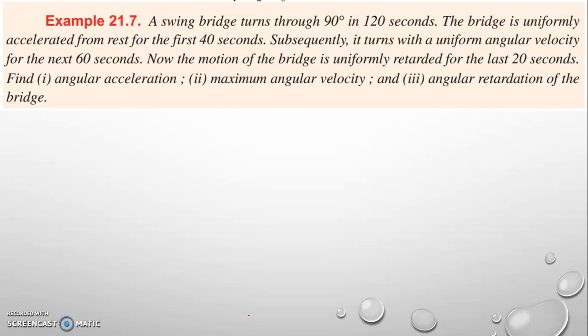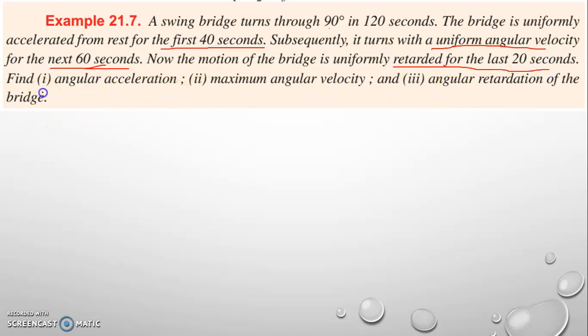The bridge is uniformly accelerated from rest for the first 40 seconds. Initially it is accelerated and subsequently it turns with a uniform velocity for the next 60 seconds. So out of 120 seconds, for the first 40 seconds it is accelerated, and for the next 60 seconds it is in uniform motion. Now the motion of the bridge is uniformly retarded. Finally the bridge has to be brought to a stop at the 90 degree position, so it has to retard. For the next 20 seconds the bridge is in retardation motion.